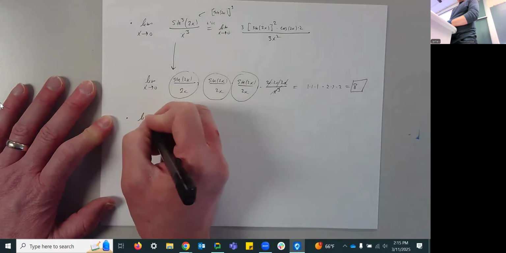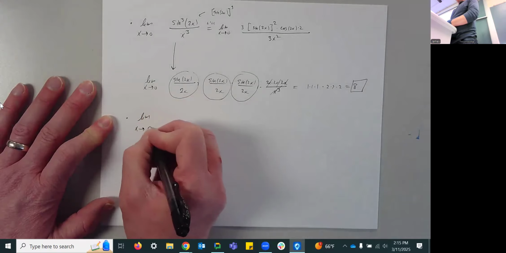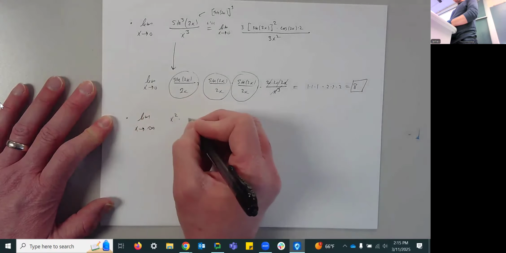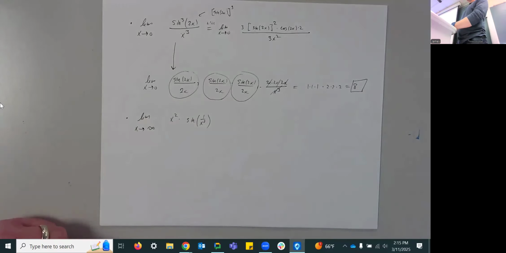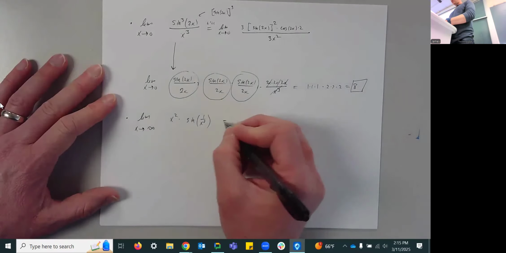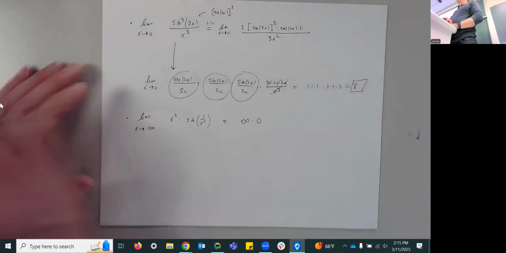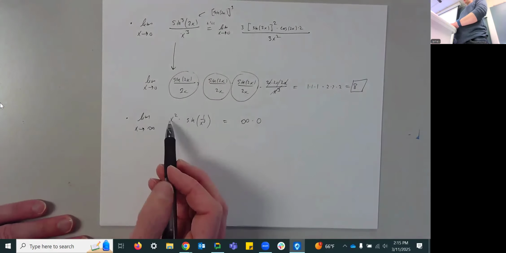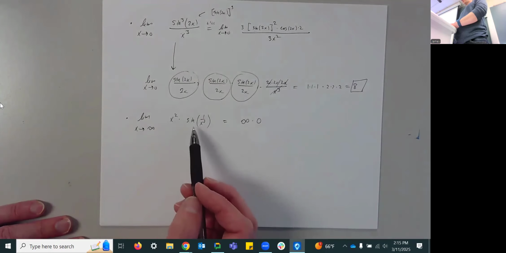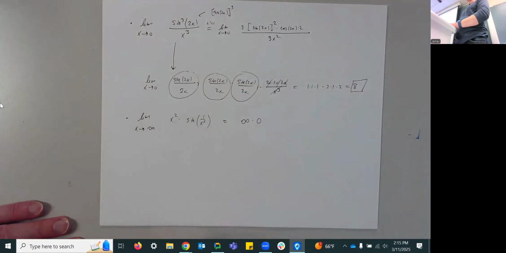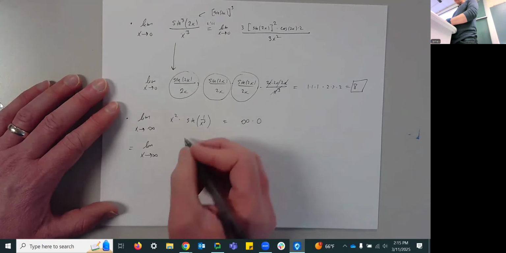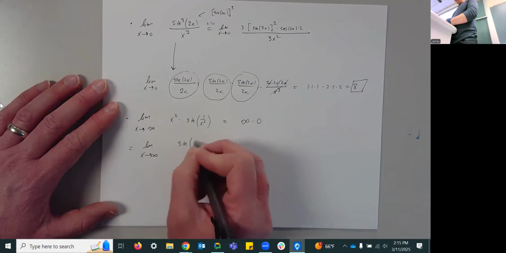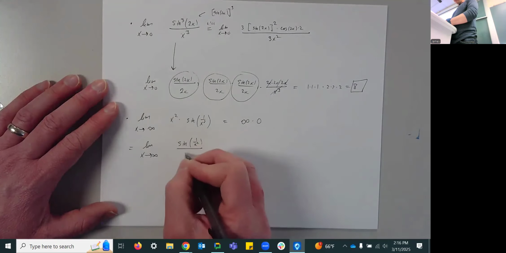The limit as x approaches infinity of x squared times sine of 1 over x squared. I'll point out this is also an infinity times 0 type. X squared is getting infinitely large. Sine of 1 over x squared is becoming sine of 0, which is getting closer and closer to 0. And in this case, we could totally rewrite it as the limit as x goes to infinity of sine of 1 over x squared over 1 over x squared.